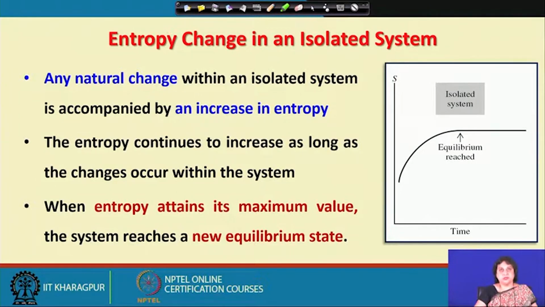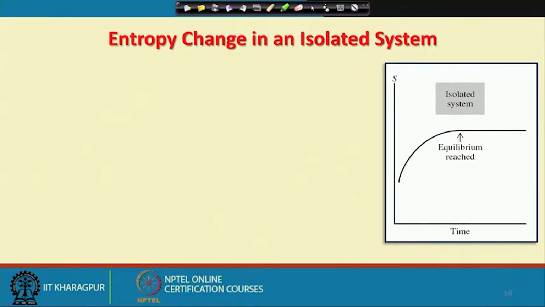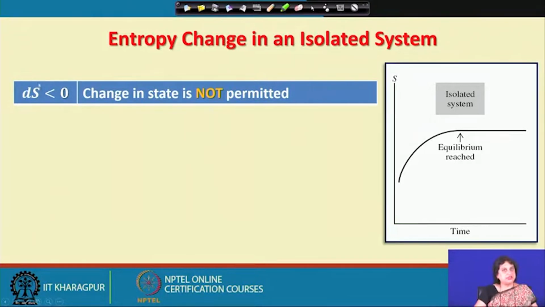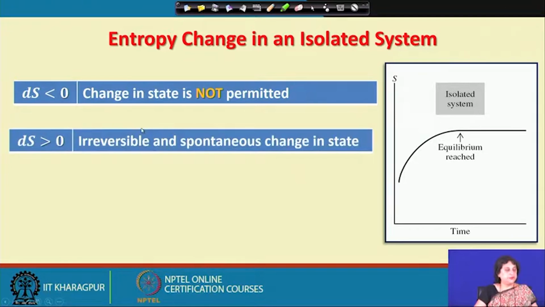And finally, when the entropy attains its maximum value, there will be no further change and the system would reach a new equilibrium state. So, now that we know this, we understand that dS would be less than 0 if I choose any point here when the maximum value has been reached, and there is an infinitesimal perturbation of the system, so that there is an infinitesimal change dS of the system. Let us say the perturbation is such that dS is less than 0, which means that the system is being transformed towards this direction. This change in state will not be permitted.